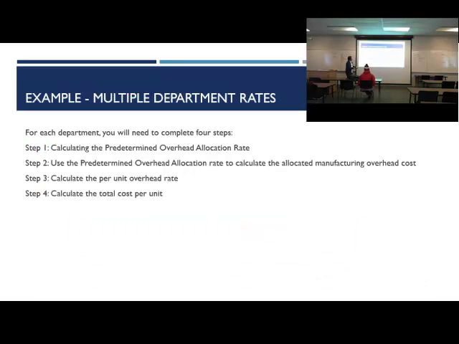So these are the steps that we need to use in a multiple department rate. Calculate the predetermined overhead allocation rate. You've done this before, but we're going to do it per department or per division. Use the predetermined overhead allocation rate to calculate the allocated manufacturing overhead cost. Calculate the per unit overhead rate and calculate the total cost per unit.